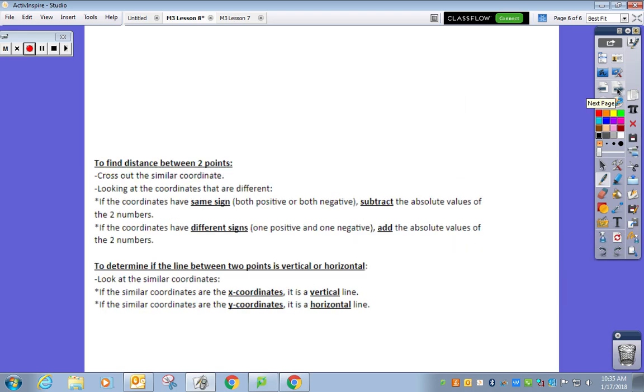The next piece of your notes just basically breaks it down and tells you exactly the steps to doing this. So it tells you cross out the similar coordinate, look at the coordinates that are not the same, and if they have the same sign, you're going to subtract. If they have different signs, you're going to add. And then it also tells you about the vertical versus horizontal. X is vertical, Y is horizontal. Again, X has the letter V in it for vertical. Y is basically an upside down H for horizontal.